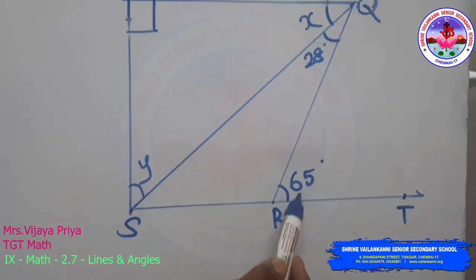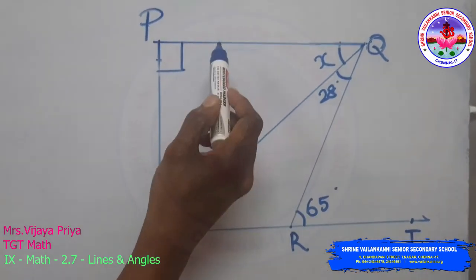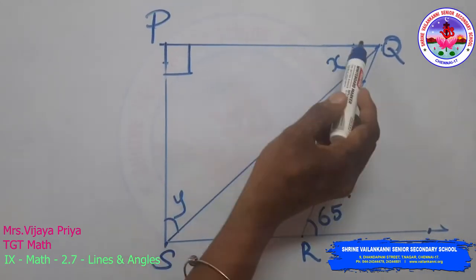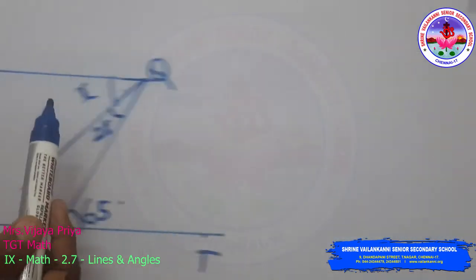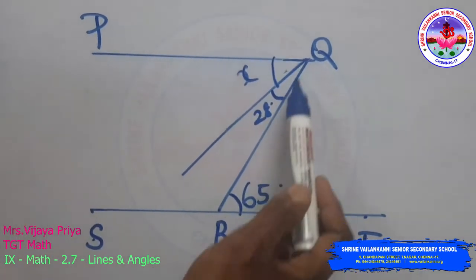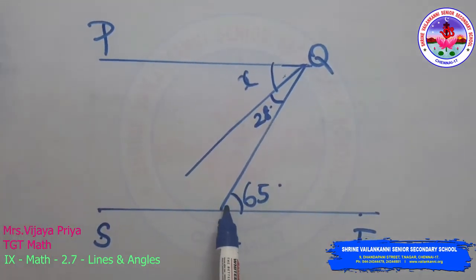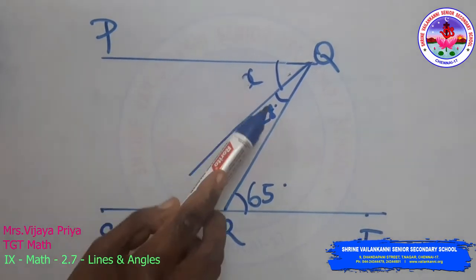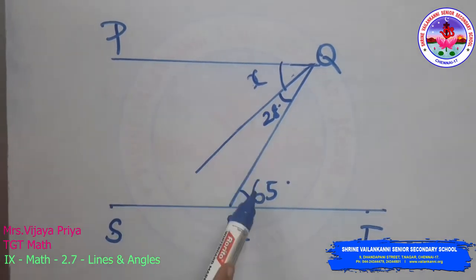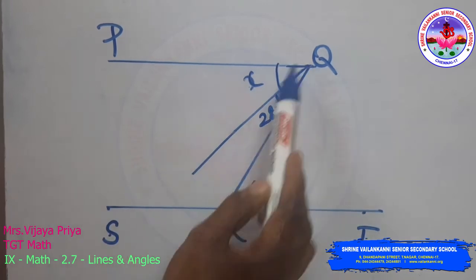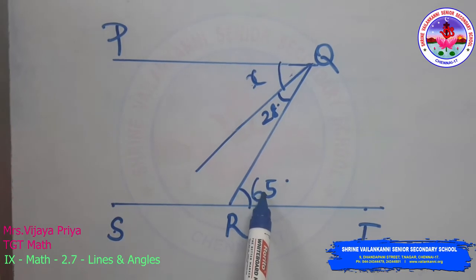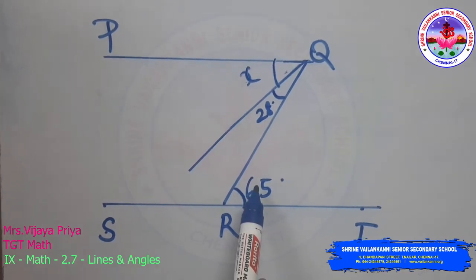Since it is given PQ is parallel to SR, we remember the alternate interior as well as the corresponding angles. So I am going to draw this figure separately. Coming to this figure, I have drawn separately. PQ is parallel to SR. I am taking QR as my transversal so that I can connect my X plus 28, which will be equivalent to 65 degrees, since the alternate interior angles are equal.